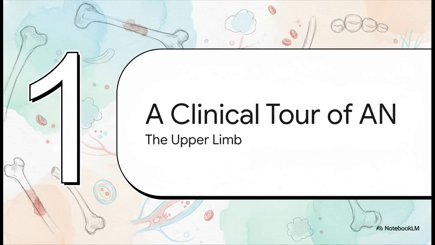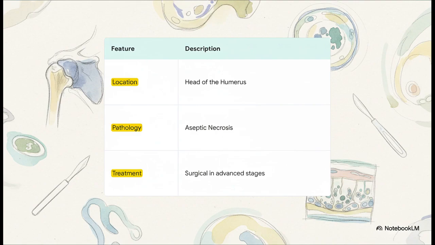Okay, let's call it a clinical tour of these different eponyms. We're going to start with the upper limb, and pay close attention here, because this is all about pattern recognition. You got to connect the name to the location and the type of patient you'll see. That's the key. First up, we have Morbus Haas, and Morbus, by the way, just means disease. This one hits the head of the humerus.